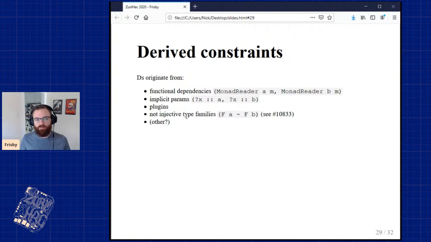The other thing I thought might create derives is injective type families, but I don't think it does. I think if F is injective and we know that these two are equivalent, then because it's injective, we can conclude that A and B are equivalent. And that doesn't involve a derive. We would just decompose this equality constraint into a simpler equality constraint of A equals B.